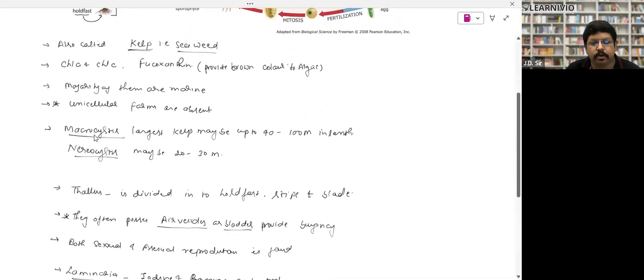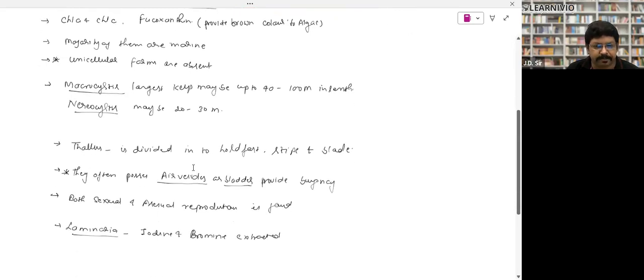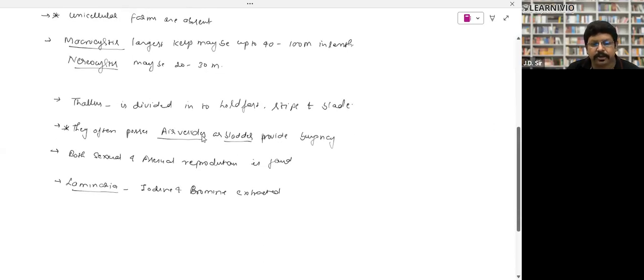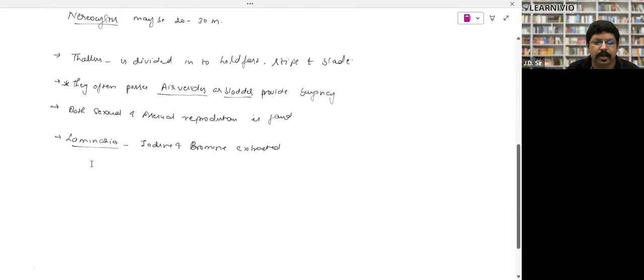Macrocystis is the largest. It may be up to 100 meters. This question has been asked: which is the largest algae? Macrocystis may be 40 to 100 meters in length. Nereocystis may be 20 to 30 meters. Thallus is divided into holdfast, stipe, and blade. They often possess air vesicles or bladders, which provide them buoyancy. Both sexual as well as asexual reproduction is found. Laminaria, this question happens. This is also important. Iodine and bromine are extracted from brown algae, that is Laminaria.